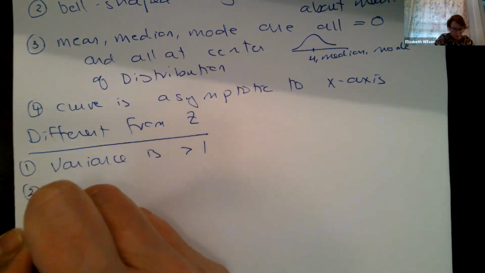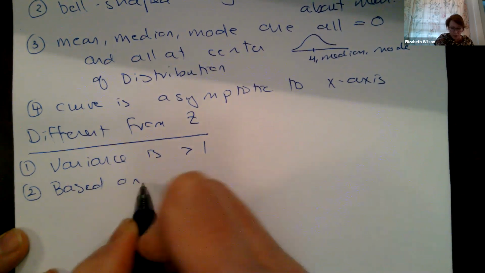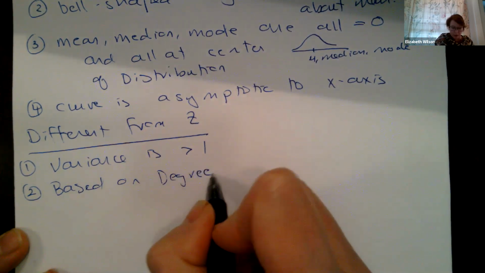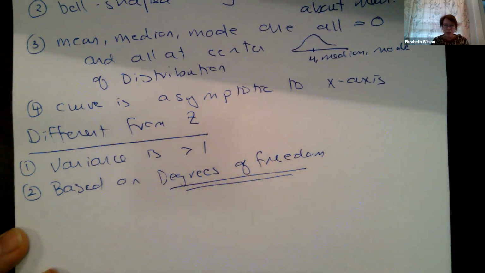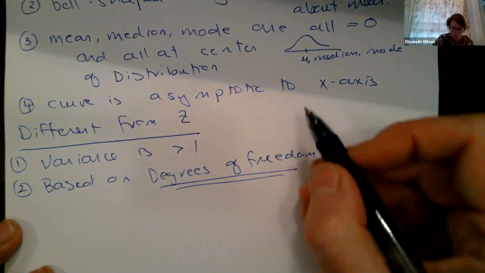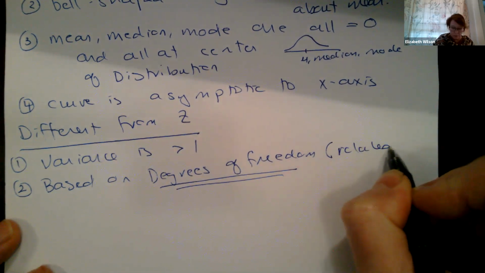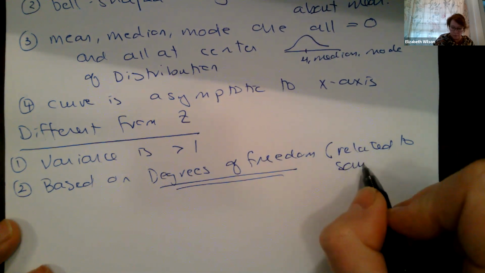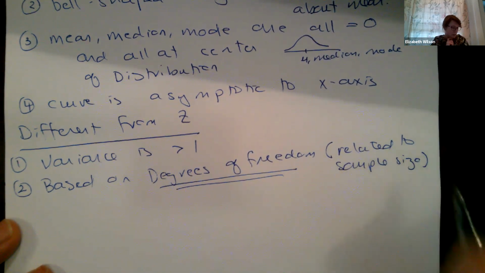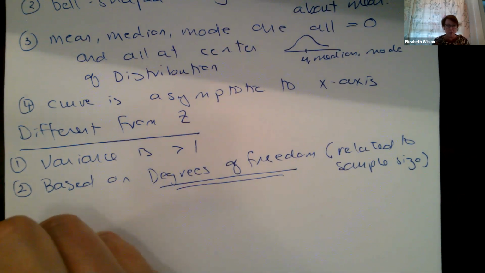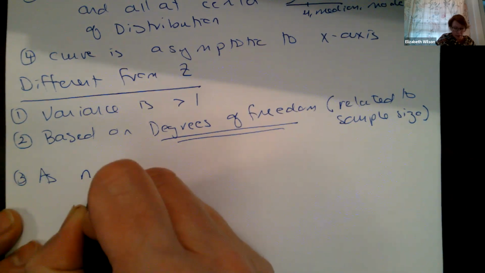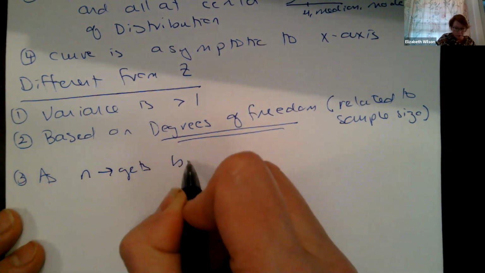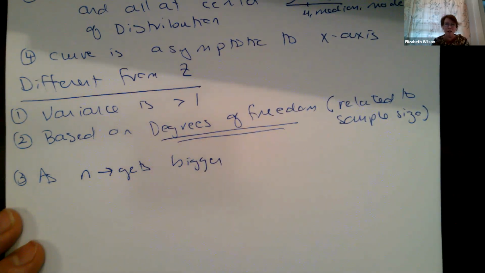This is based on what we call degrees of freedom. We're going to talk about what that means later. The degrees of freedom is actually related to our sample size. We're going to define that in just a minute. One of the things that also happens with our t distribution is as our sample size gets bigger, our t distribution approaches, basically becomes equal to, our z distribution.